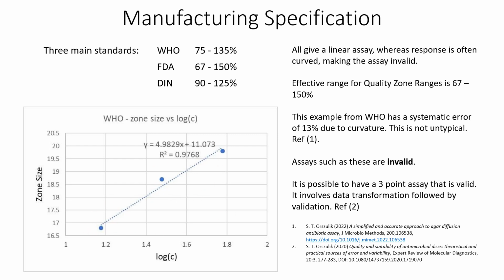Now, it is possible to have a three-point assay, and it involves a transformation, and the references are given here. But if it is not a straight line, then such assays are invalid, and they are theoretically invalid, and in practice they are very often invalid.